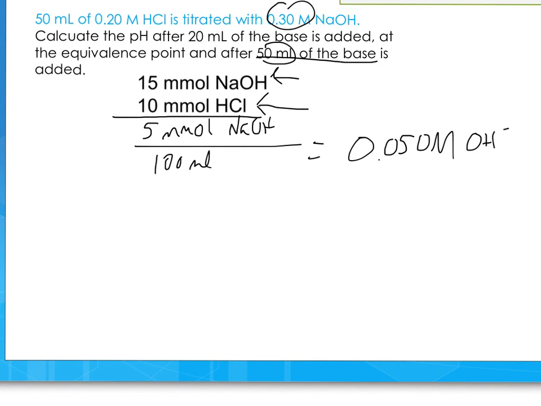And if we take pH is equal to 14, the pKw, minus the pOH, negative log of our concentration of OH, 0.050 molar, you come up with a pH of 12.70.